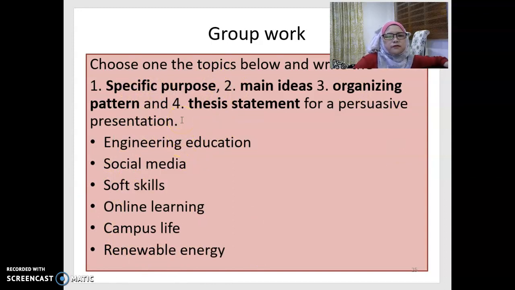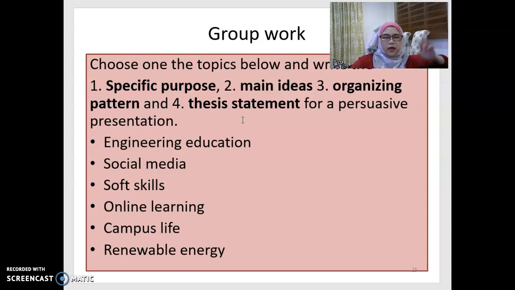Okay, so remember, this is group work. Group yourselves up into groups of 4 or 5 and come up with this. And I would like all of you to be very ready and prepared when I see you next, so that you won't make any mistakes or minimize the mistakes you might make during your actual presentation on persuasive.